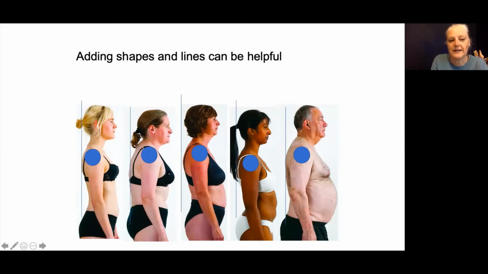If you look at the lady on the left, her shoulder is not that far away from the line on the back of her body. The next lady along, number 2, her shoulder's a bit further away from the back of her body. And you see we've got these various combinations of shoulder position. And again, it's very difficult to say what is right.